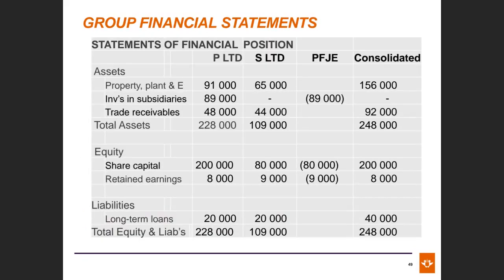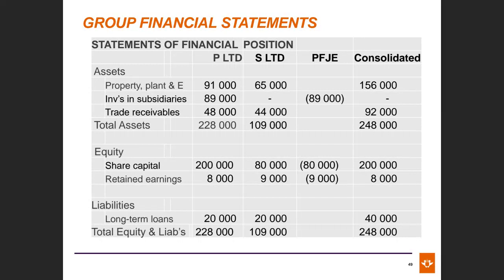So we eliminated the investment in S against the share capital and retained earnings of S. Now we need to prepare consolidated financial statements. So we're going to take PPE in P Limited and PPE in S Limited. We're going to go 91,000 plus 65,000. That will give us consolidated PPE of 156,000.